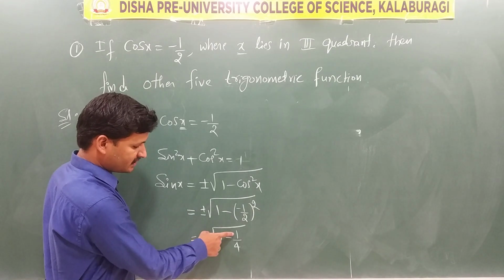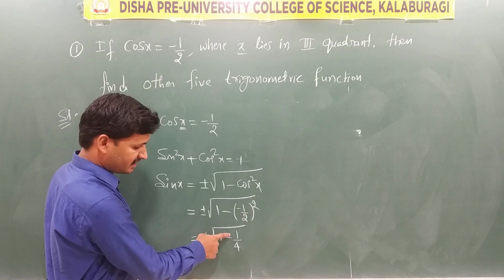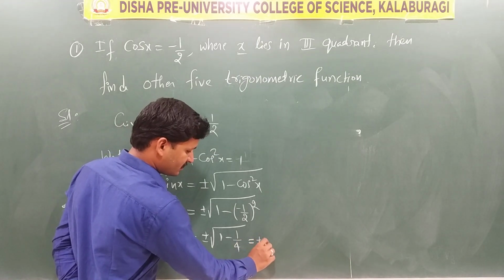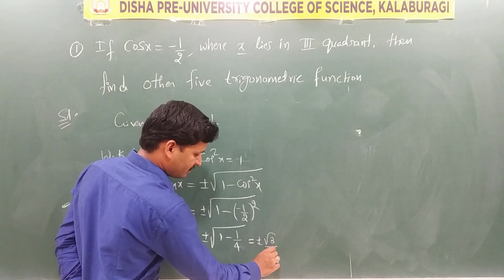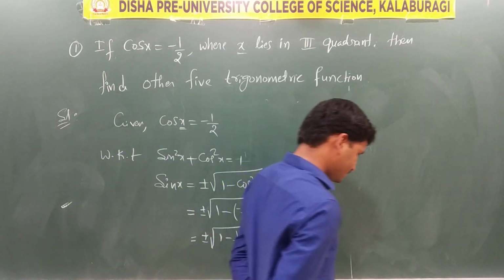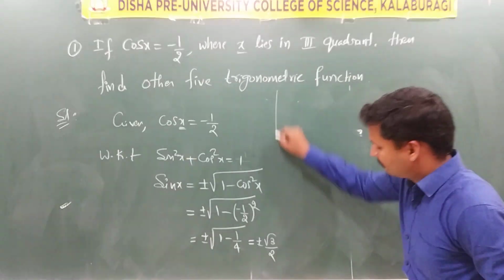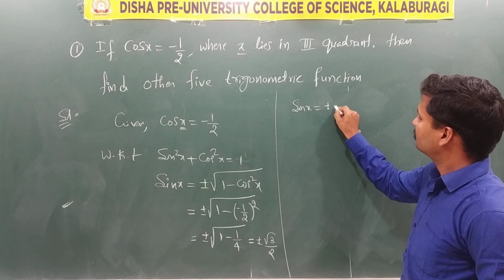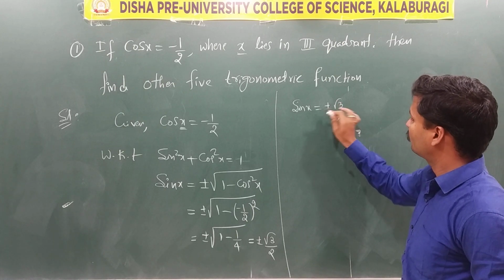So that is 4 minus 1 by 4. That is 3 divided by 4. So which is equal to plus or minus root 3 divided by 2. Square root of 4 is 2. So that sin x is equal to plus or minus root 3 by 2.